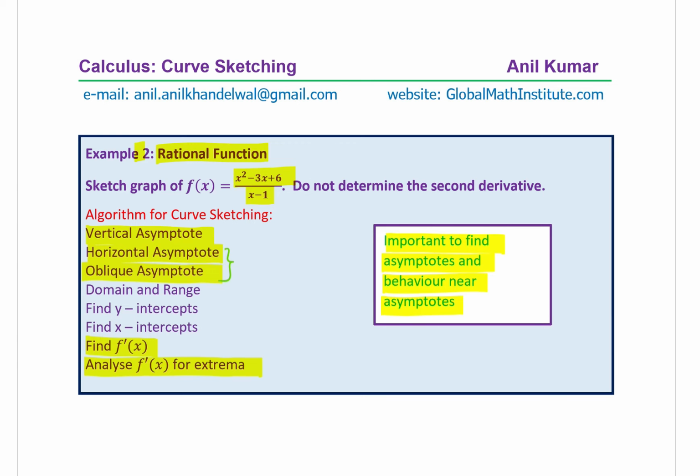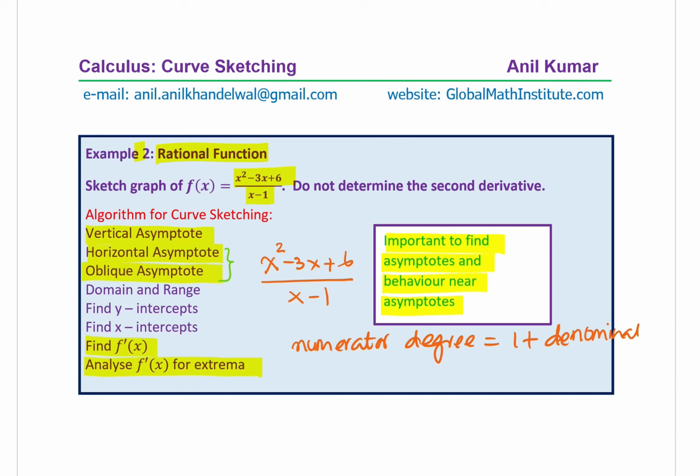Now as the question suggests, what we have here is x squared minus 3x plus 6 over x minus 1. Now that means the numerator degree is one higher than the denominator degree, right? That means in this particular case, we have an oblique asymptote. Is that clear to you, right?